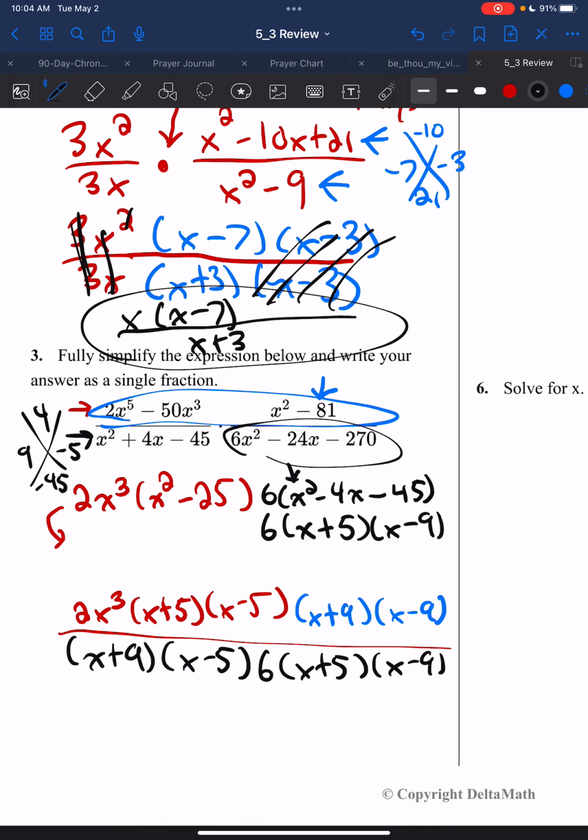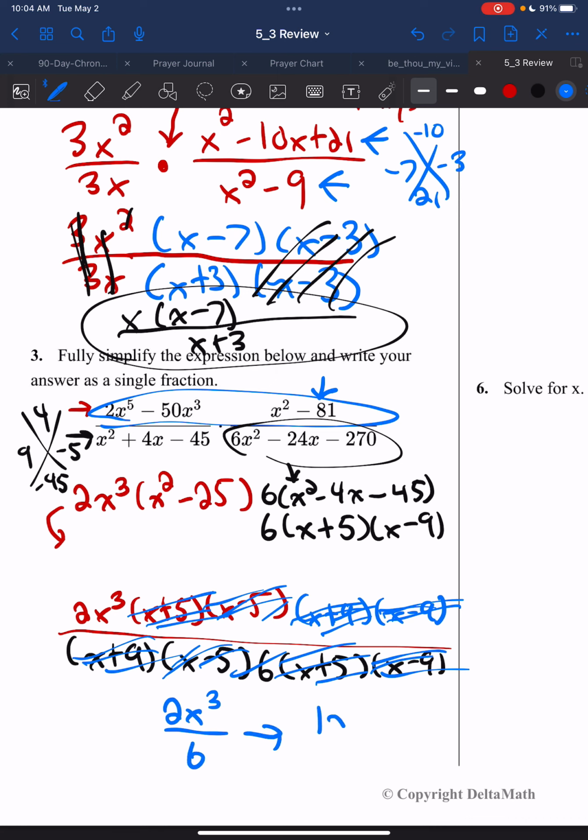But now, let's go through and cancel out everything that we can. I have an x plus 5 here and here, x minus 5 here and here, x plus 9, x plus 9, x minus 9, x minus 9. So, everything cancels out except for 2x cubed over 6, and 2 over 6 simplifies to 1 over 3. And technically, I don't need that 1, so I can write it just like this. Either one of these two would be acceptable though.